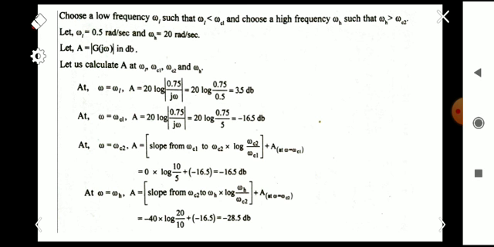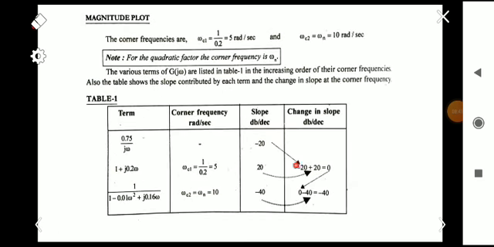And from the third frequency itself the equation is changing, and the equation is: the gain at omega C2 is equal to slope from omega C1 to omega C2 into log omega C2 by omega C1 plus gain at omega equal to omega C1, that is gain at the previous frequency. Okay, so slope from omega C1 to omega C2. Here the slope from omega C1 to omega C2 is 0.